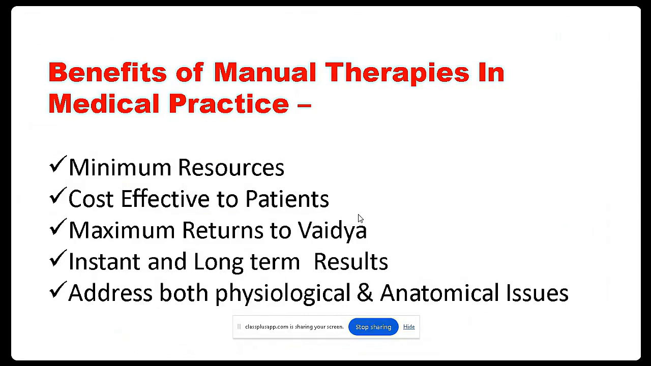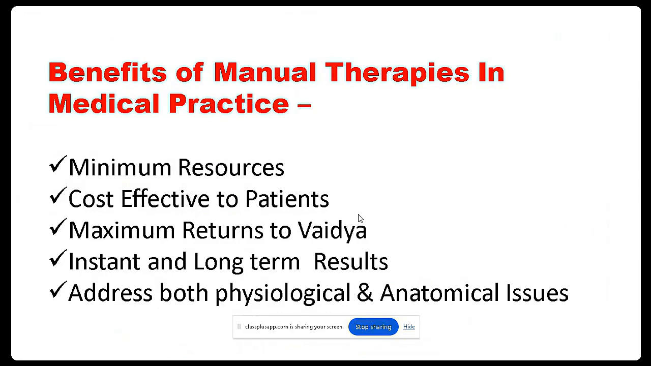And the maximum returns are to the Vaidyas also, because a Vaidya does not need to invest for medicines, and there is no recurrent cost; there is only a one-time investment, which is to learn that particular manual therapy. Whatever manual therapy you are learning, you become proficient in it day by day as you practice more and more on your patients. But you have to invest only time, and a one-time investment, that is the learning fees for that particular manual therapy.